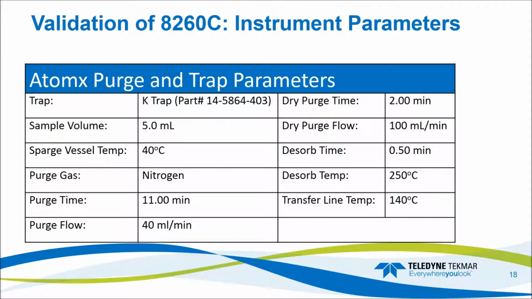Okay, so let's move on to some more specific data. This is one of our application notes looking at 8260 with a nitrogen purge. And again, we can see here that for the Atomx parameters, with the exception of using nitrogen as a purge gas, we have very run-of-the-mill purge parameters: 11 minutes, 40 mils per minute, things of that nature.